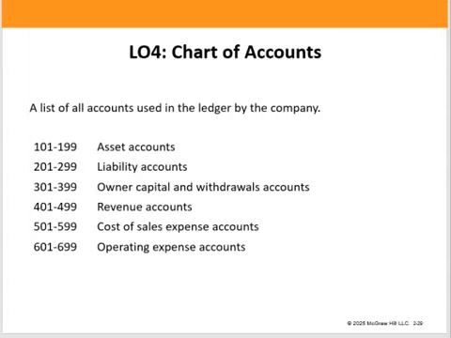So chart of accounts. When we start recording, we have numbers, okay? So we're going to start numbering our accounts. And this is the standard layout for our chart of accounts. Any asset accounts are 101 to 199. Liabilities are the 200s. Owner's capital and withdrawals are the 300s. Revenue is in the 400s. Cost of sale expenses are in the 500s and other expenses are in the 600s.